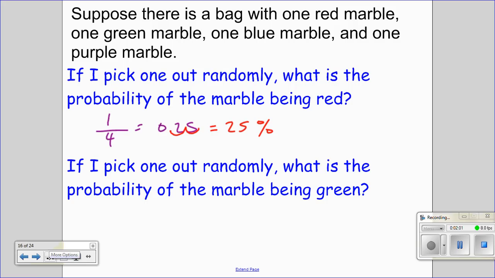The second problem says, if I pick one out randomly, what is the probability of the marble being green? So my denominator is still 4 because there's 4 marbles in the bag, and there's only one green marble, so the probability of it being green is 1/4, or as a decimal, again, it's 0.25, or as a percent, it is 25%.